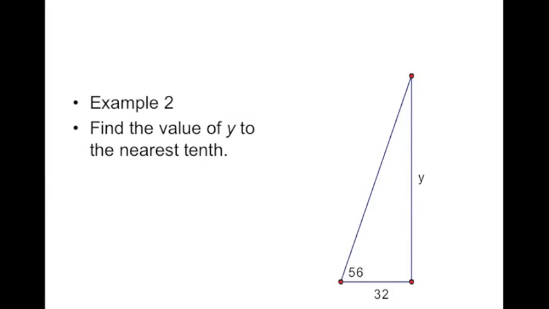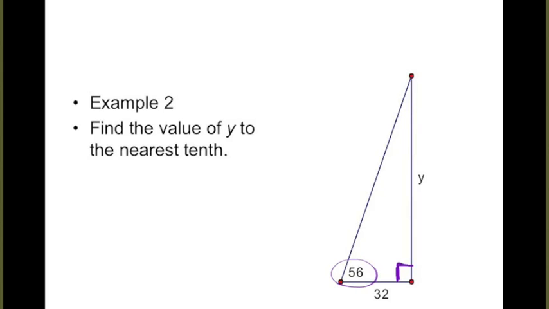For our next problem, we're asked to find the value of a side of a triangle. So we know the right angle, and we know one more angle. We know one side, and we want to know another side. According to the angle that we know, which side is the opposite? And which side is the adjacent? 32.